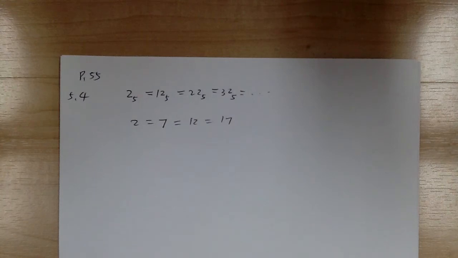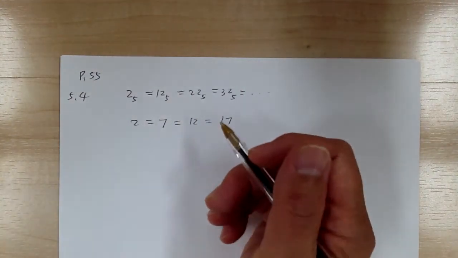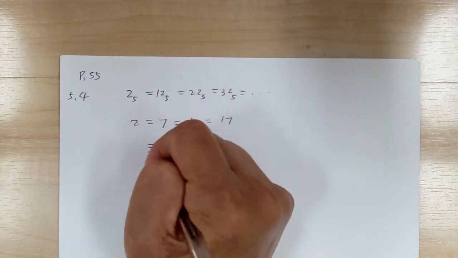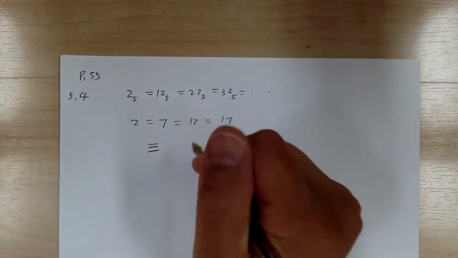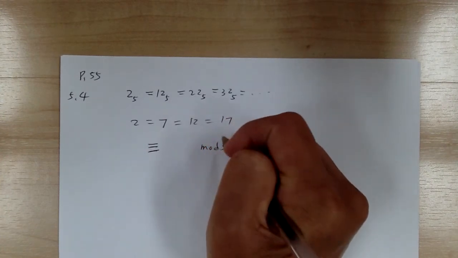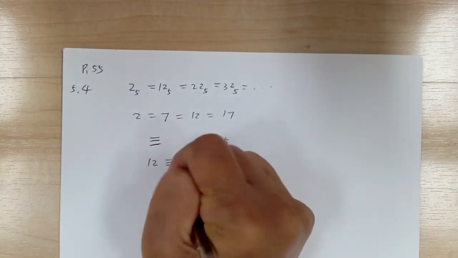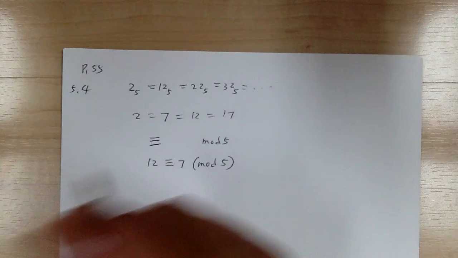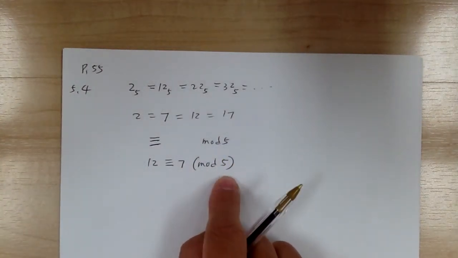The usual way to show that we are using this system is to replace the equal sign with a congruent sign. The three-line symbol means congruent. So instead of using equal, use the three-line congruent symbol, and append the suffix mod 5. For example, 12 is congruent to 7 mod 5. We say that 12 is congruent to 7 mod 5.